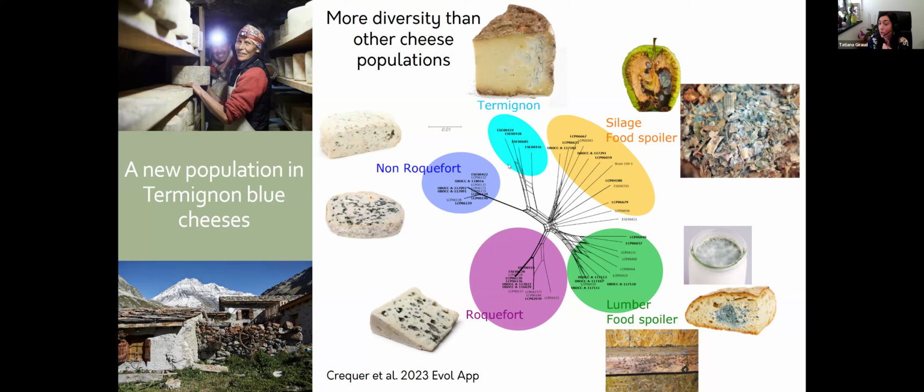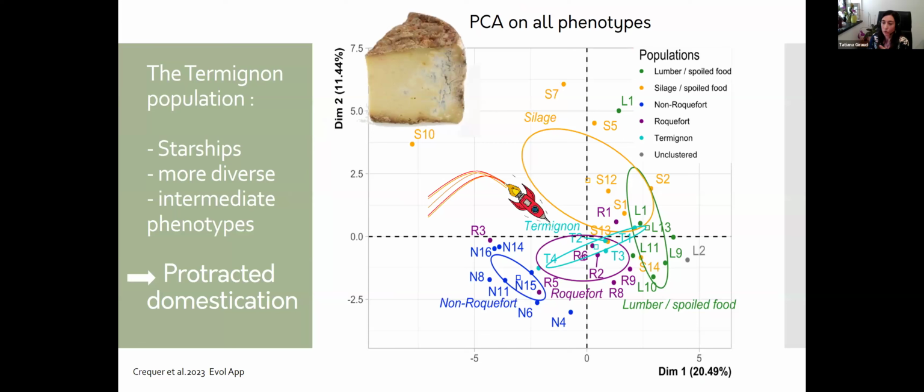And actually, these strains form a third cheese population with more diversity than anything else we knew from cheese populations so far. And so that's very interesting, to have more variability. We also looked, and they had this Starship, this cargo element. So it looks like there has been selection and domestication even in this population.